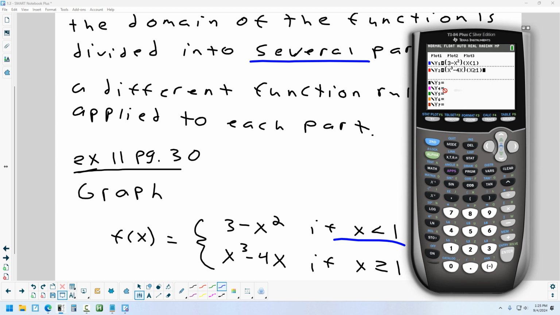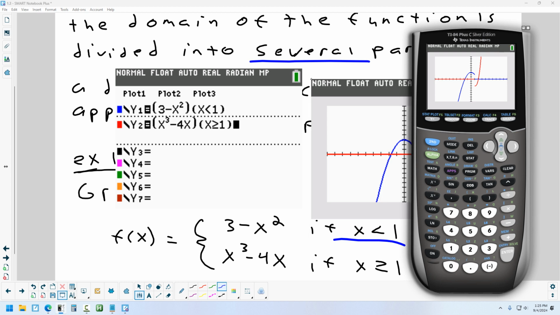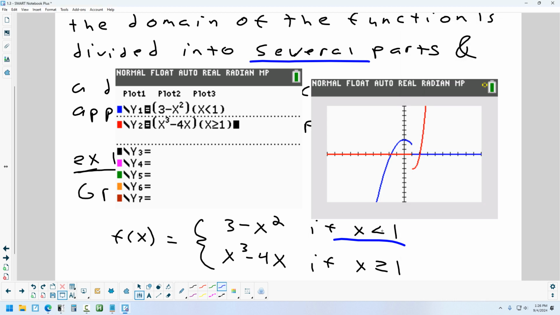Okay, so that is what you should have. Let me hit graph and show you what it looks like. I'll do zoom 6. Ignore the part that's kind of flatlined. That shouldn't be there, but I can't get rid of it. It's the part right on the axis, red and blue. I'll just trace over it so we don't even see it.